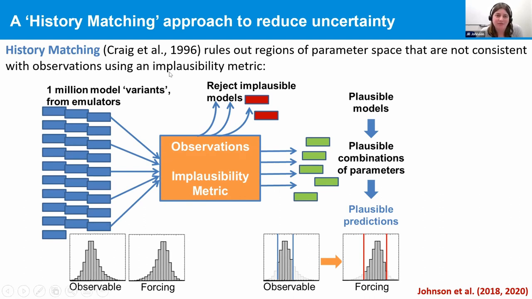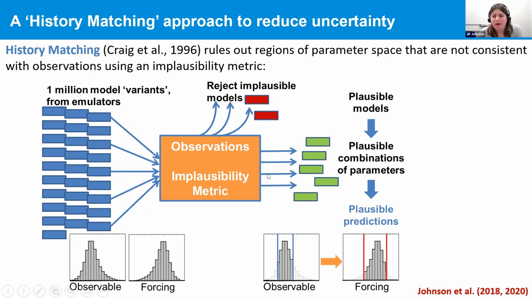You've possibly seen this picture before today, but this is our approach to reduce the uncertainty. We use a history matching approach. Essentially what we're doing is ruling out the regions of parameter space that just aren't consistent with our observations. For this study, we use quite a detailed implausibility metric to do that. We generate a million variants using emulators of the model, and then we compare those to the observations with this metric.